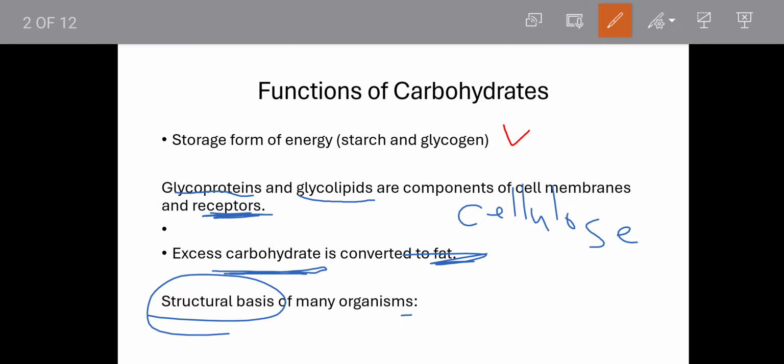Cellulose forms the cell wall. And then we also have another one called chitin. You guys who went to private schools would call it chitin, however you pronounce it. But this one forms what? The exoskeleton of insects. So that is what we're saying, the structural basis. So these are more like the high-yield functions of carbohydrates.